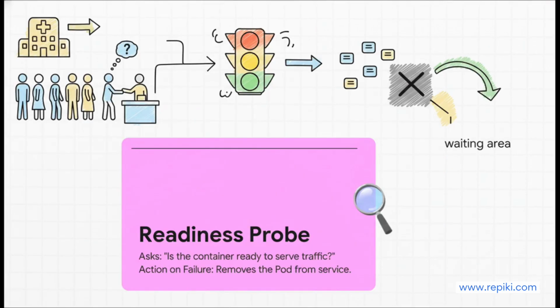Next is the Readiness probe, and this is more like a triage nurse. Its job is not to kill the application. Instead, it manages the flow of traffic. It asks, hey, are you ready to take on new work right this second? And if the answer is no, maybe it's still booting up or it's temporarily overwhelmed, Kubernetes just stops sending it new requests. The pod is still running, it's perfectly fine, it's just taken out of the traffic rotation for a little while to catch its breath.